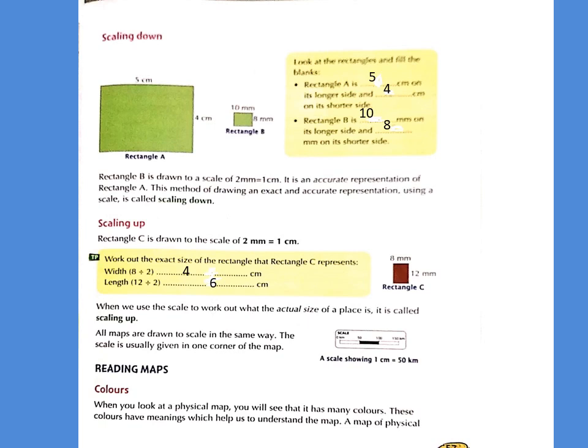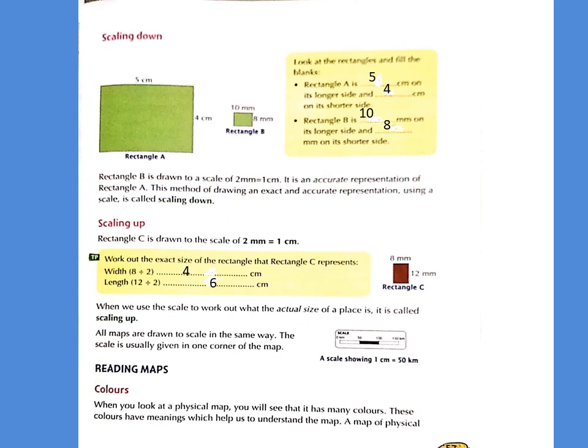Okay. So when we use the scale to work out the actual size of a place, it is called scaling up. Sometimes we need to use the scale to work out what the actual size of a place is, and this procedure is called scaling up. All maps are drawn to scale in the same way. They are drawn by following the process of scaling down, and they are measured by following the process of scaling up. The scale is usually given in one corner of the map.